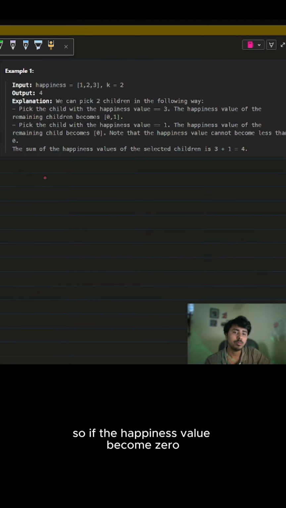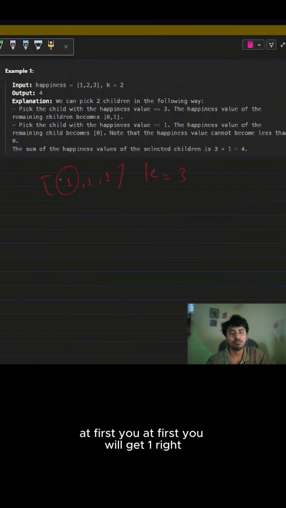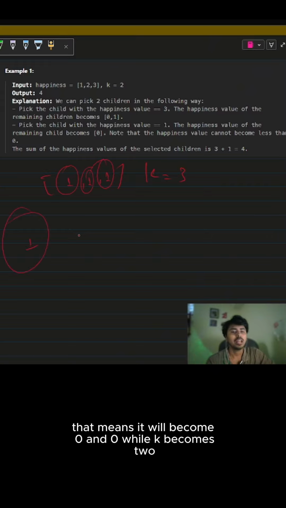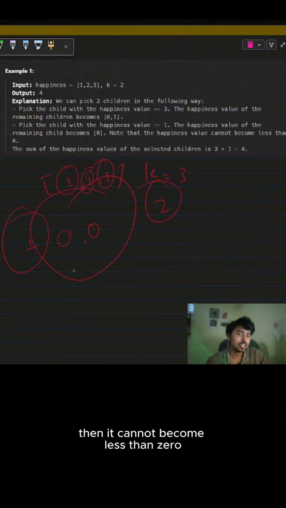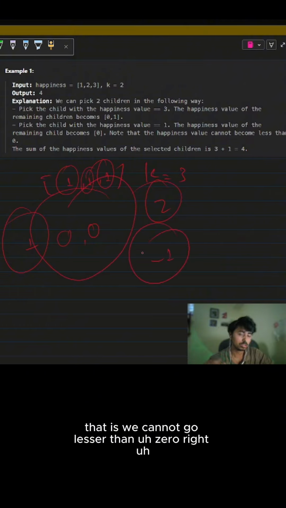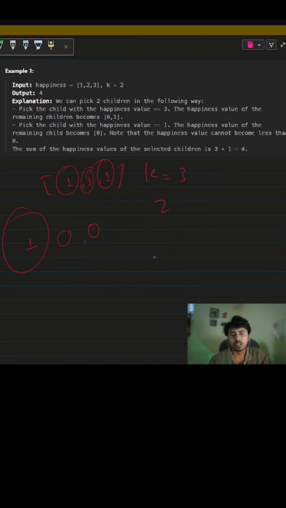So if the happiness value becomes 0, suppose there is an array of 1, 1, 1 and k equals 3, and at first you will get 1, right? And then you have to subtract the value. That means it will become 0 and 0, while k becomes 2. Then it cannot become less than 0. That is, we cannot go lesser than 0, right? So I think that is clear as well.